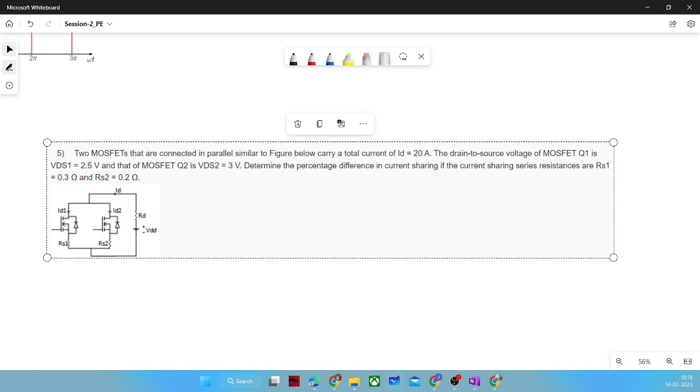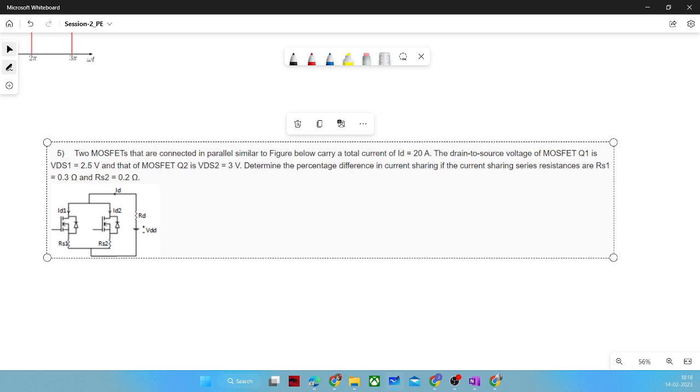You need to find the percentage difference in current sharing if the series resistances are this and this. Two MOSFETs are connected in parallel, of course, to share the load, and the current coming from the supply is 20 ampere. VDS1 is given, VDS2 is given. You have to determine the percentage difference in current sharing. So this is the typical parallel connection circuit.